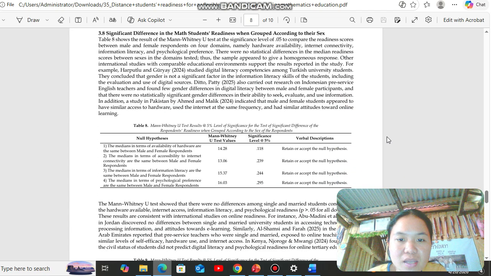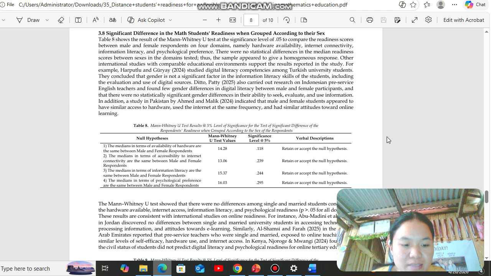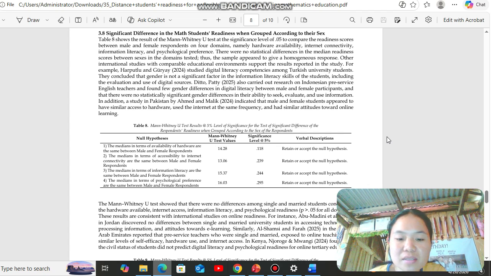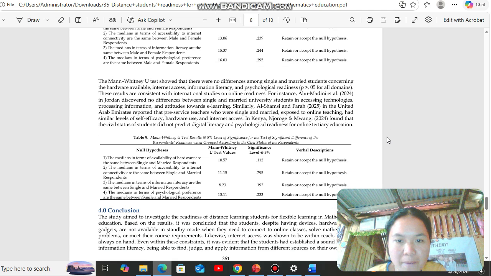Next, this is using the Mann-Whitney U for sex of the respondents. As we can see, the p-values are greater than 0.05. So this means no significant difference between male and female.